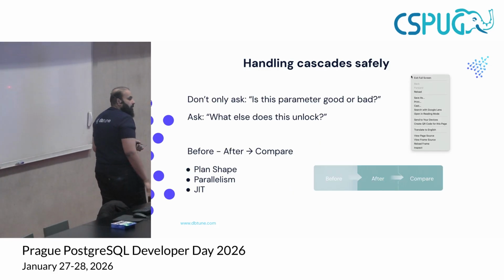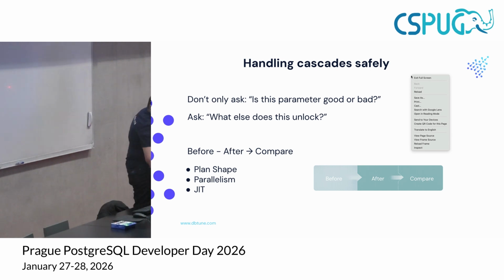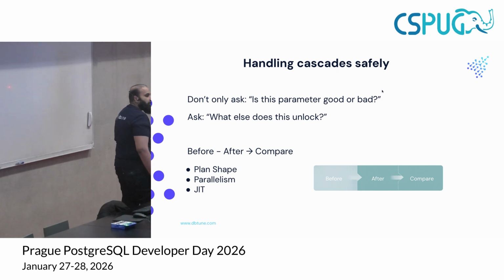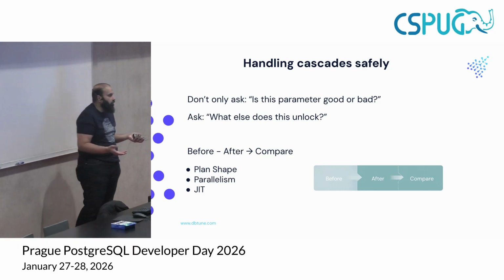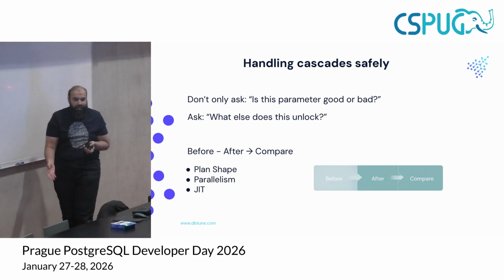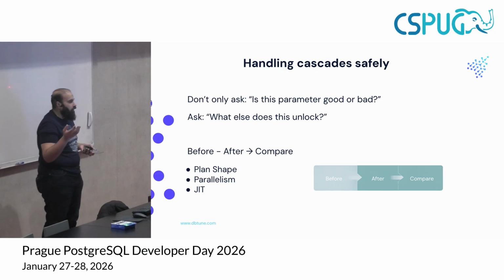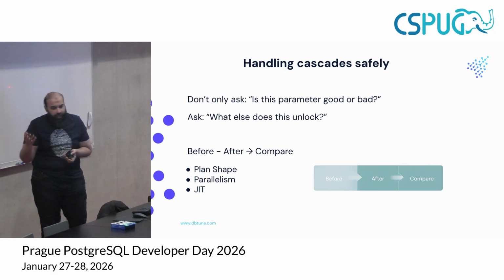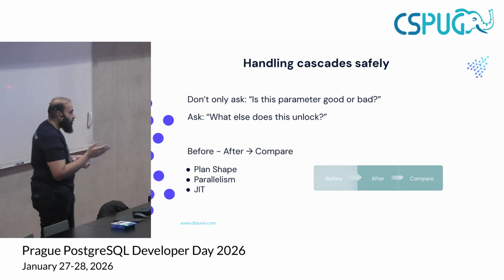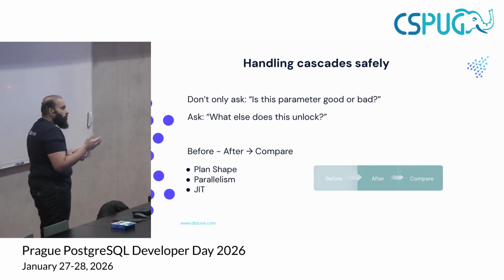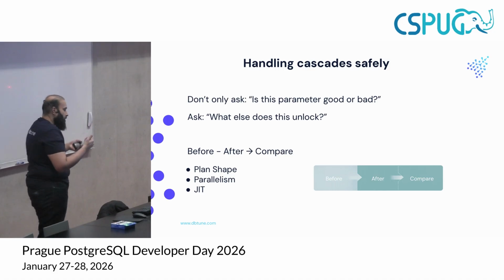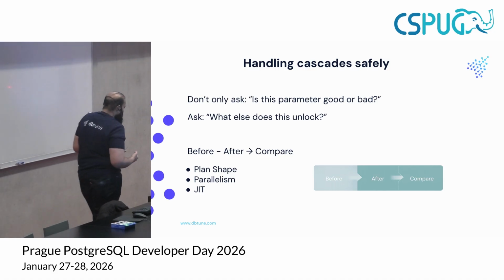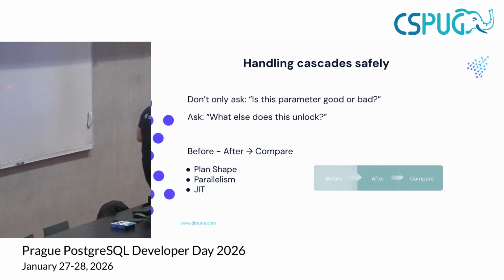How do you handle the cascade effect? As I said, don't ask if the parameter is good or bad. If you're following a guide and it says reduce the random page cost, and you ask why is my performance tanking, or I have reduced any other parameter, why did it tank? Well, it's not about the parameter. It is what it actually unlocked. It's a cascading effect. Analyze before you run: explain, analyze. See it in your actual workload. See what the plan changes.